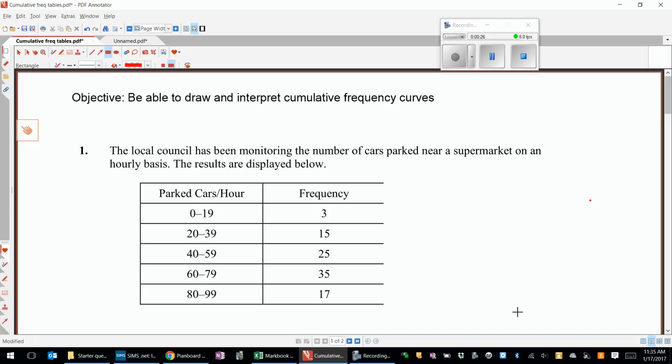Now it says the local council has been monitoring the number of cars parked near a supermarket on an hourly basis. The results shown are below. So what this suggests, so you interpret that table for me. What do you think it says?